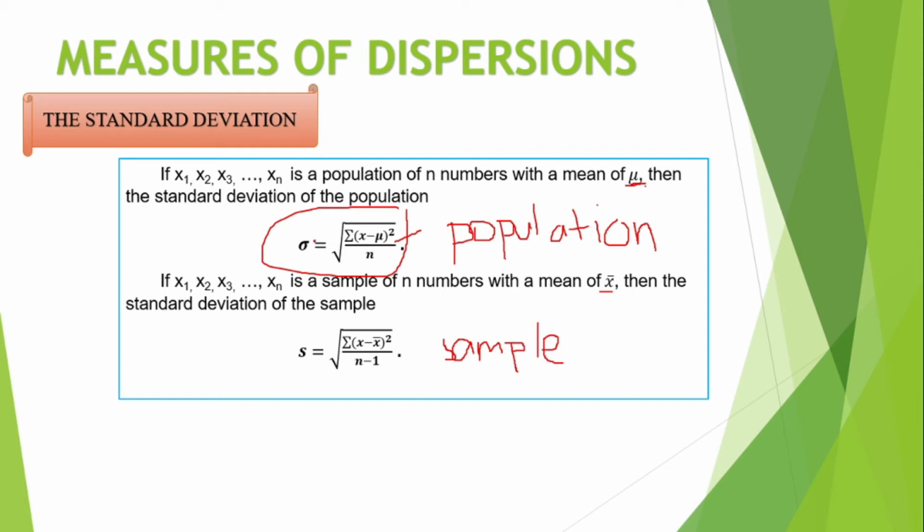For a population, we use sigma as the symbol for the standard deviation of a population, and we simply use s for the standard deviation of a sample. In the population, you need to get the summation of x minus the mean of the population, squared, then divide it by n. In the sample, it is the same process, but in the denominator we need to subtract 1 from the number of data. So, let's have an example.